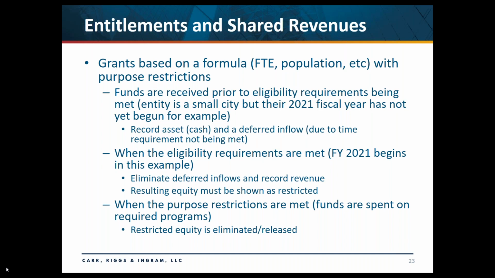When I've met those purpose restrictions, and remember, purpose restrictions are not eligibility requirements. GASB keeps those separate. When I've met those purpose restrictions on the entitlement grant, which is spending the funds on the required program, all I do there is release that restricted equity, because really the equity's gone. I've spent the money. So it's in some ways releasing the equity. It's really eliminating the equity generated by that advance.